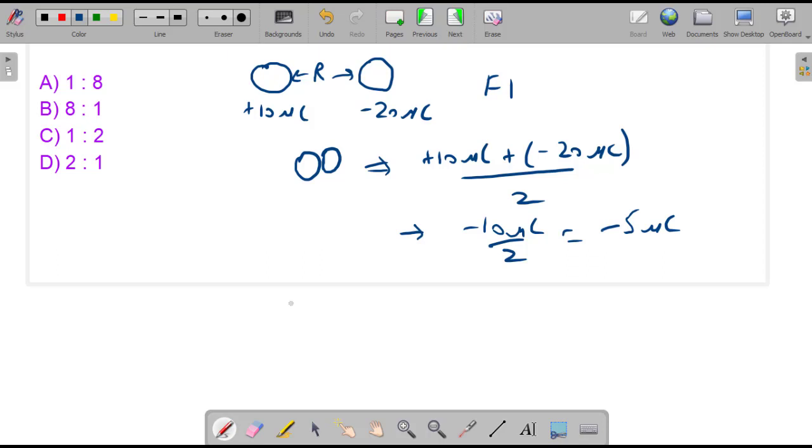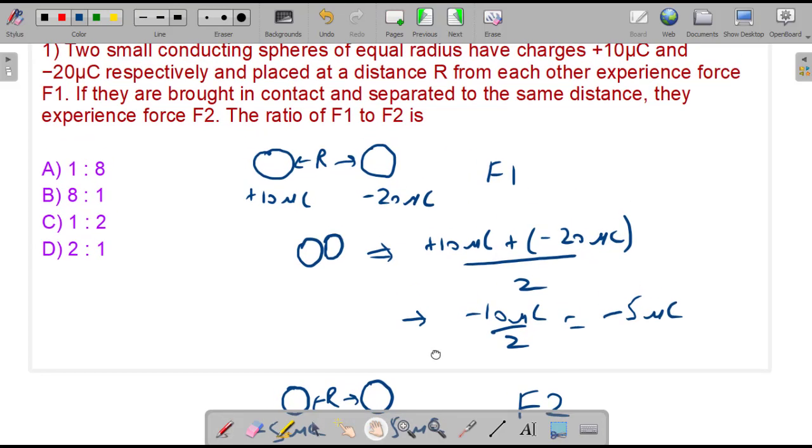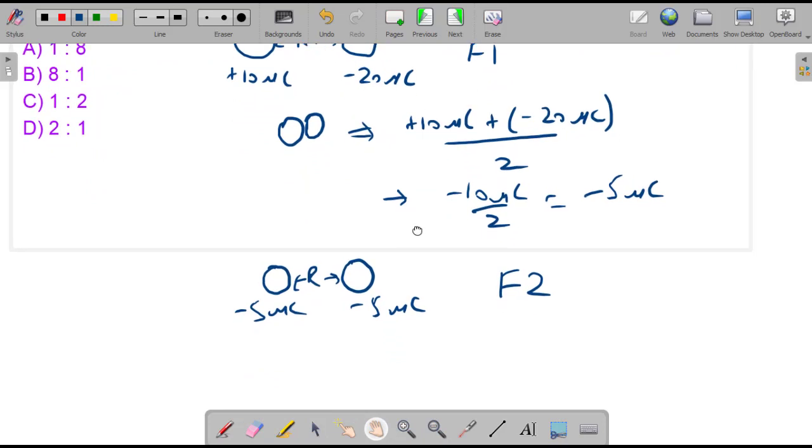So when they are separated again by the same distance, the charge we have is minus 5 microcoulomb here and minus 5 microcoulomb here. Now in this case the force is F2. The distance is the same as given in the previous case. Now we have to find the ratio of F1 to F2.